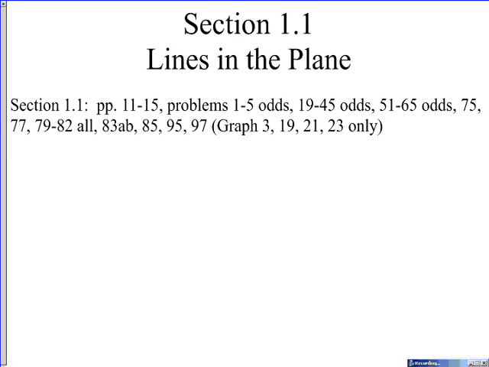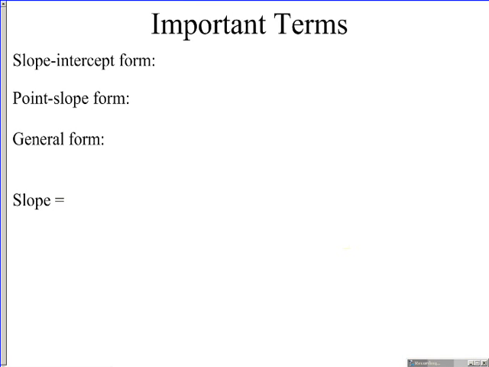Section 1.1, lines in the plane. Some important terms that you will need to know throughout this chapter. First of all, starting with the different forms of the equation of a line. Slope-intercept form is y equals mx plus b. That is the form you will use most often if you are asked to graph a line.